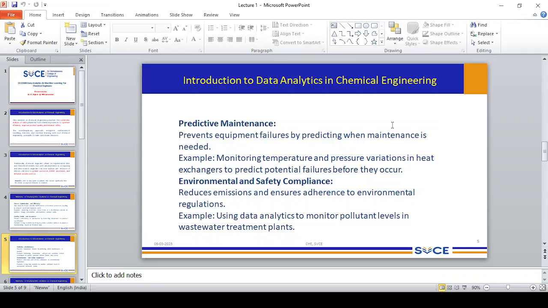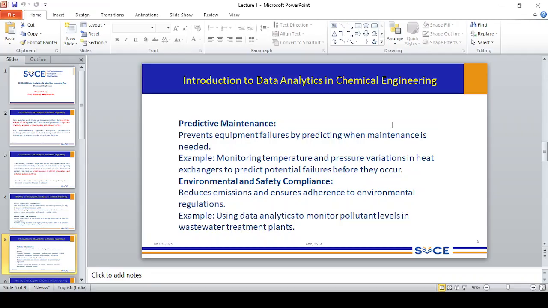Okay, example, monitoring temperature and pressure variation in heat exchangers. Let's say in heat exchangers, the temperature and pressure are the important factors, especially the temperature, from heat transfer principles, and pressure variation in heat exchangers, to predict the potential failure before they occur. So predictive maintenance is one of the parameters that needs to be taken care of. Another one is environmental and safety compliance: reduce emission and ensure adherence to environmental regulations.